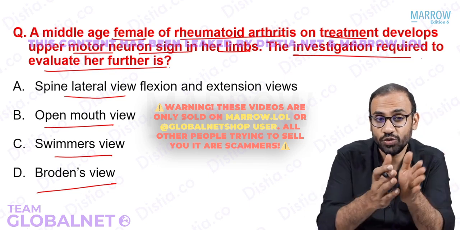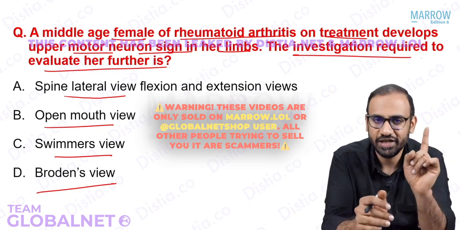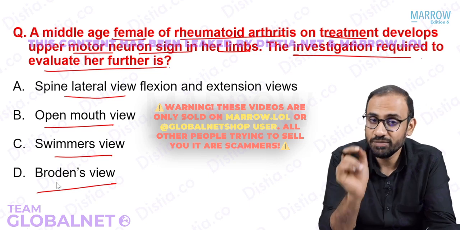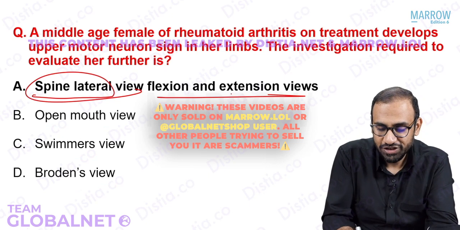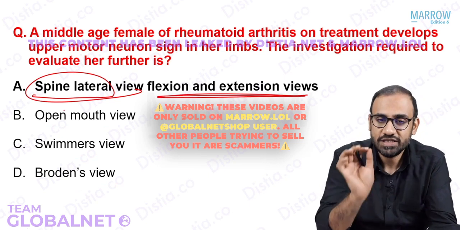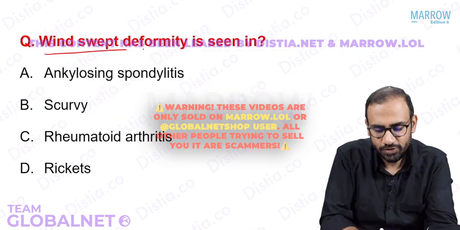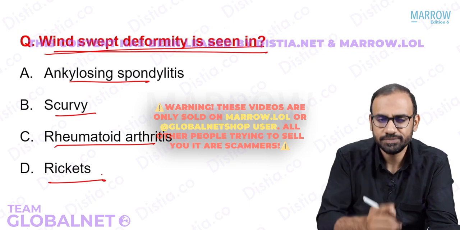In rheumatoid arthritis, I told you, it is peripheral more than axial, and if it is axial, rarely it can be cervical. To look for that pathology, you have to look for the stability of the cervical spine. You would need to get a spine lateral view, flexion and extension views to look for the stability of the cervical spine. Okay.